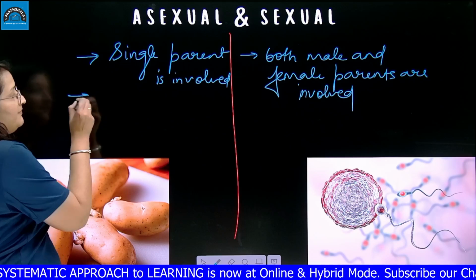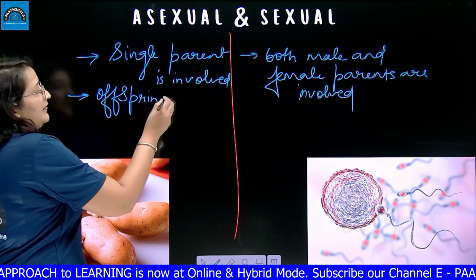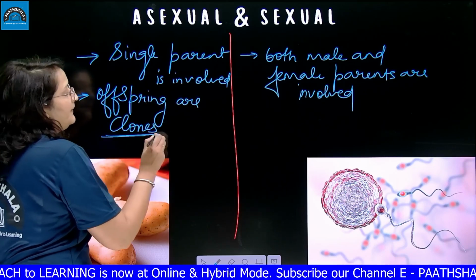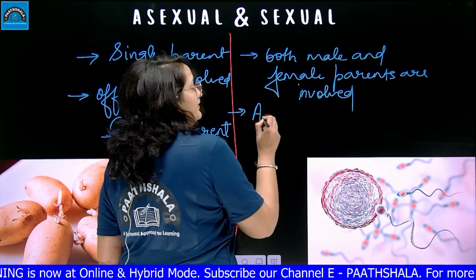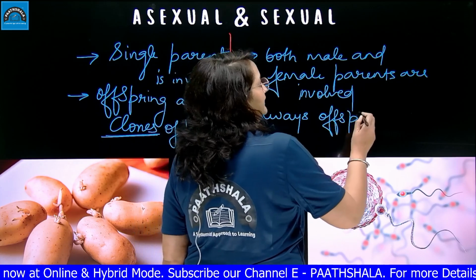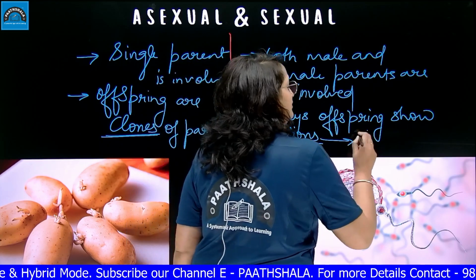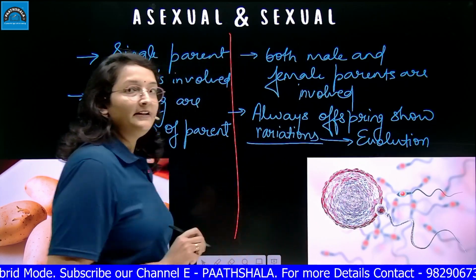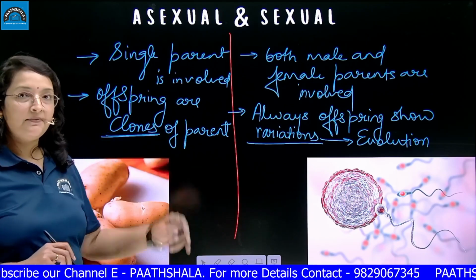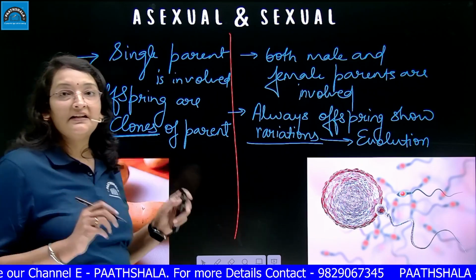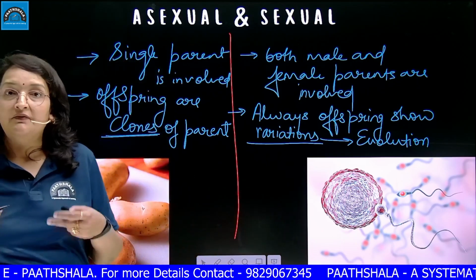When we differentiate between asexual and sexual, the next point we always mention is that in asexual reproduction, offspring are clones, identical copies of the parent. But in sexual reproduction, offspring always show variations, and these variations lead to evolution. So this must be in our tips: what is the basic difference between asexual and sexual reproduction. Asexual reproduction involves a single parent; sexual reproduction involves both male and female parents. Asexual reproduction results in the formation of clones, identical copies of the parent. In sexual reproduction, there are always variations which lead to evolution and adaptation.